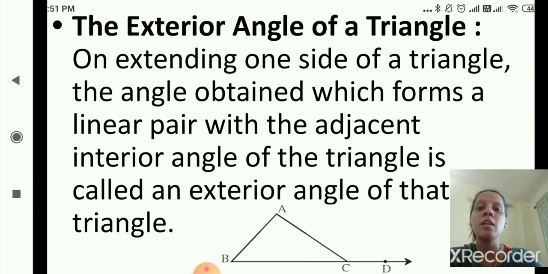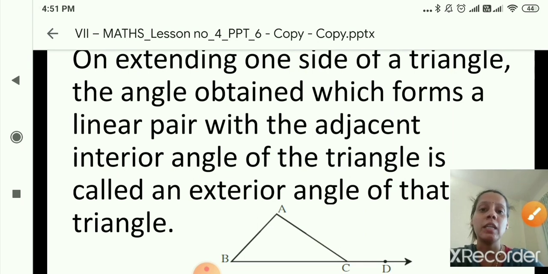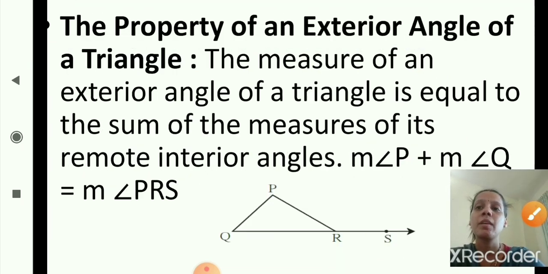So this is about exterior angle of a triangle. After that, we have seen the property of an exterior angle of a triangle. The measure of an exterior angle of a triangle is equal to the sum of the measures of its remote interior angles. So what is the measure of exterior angle? The measure of exterior angle is equal to the sum of the measures of its remote interior angles.